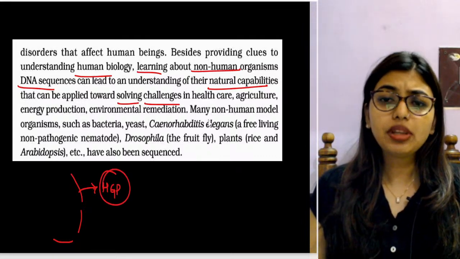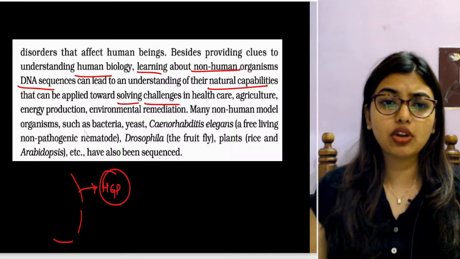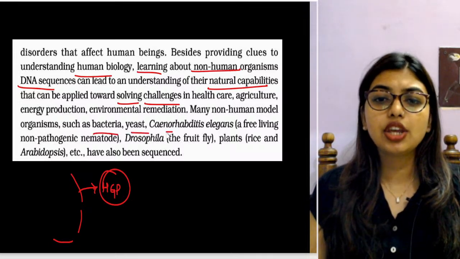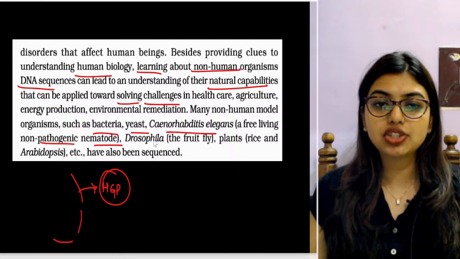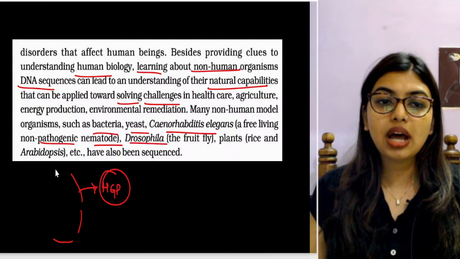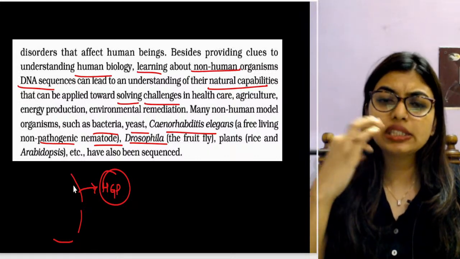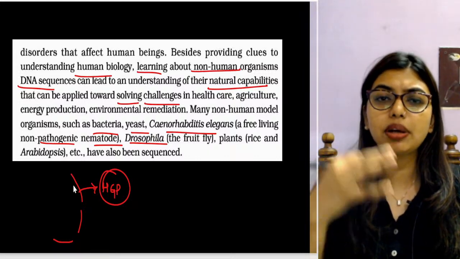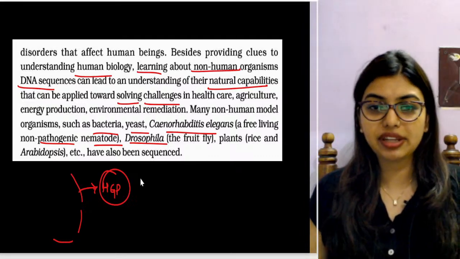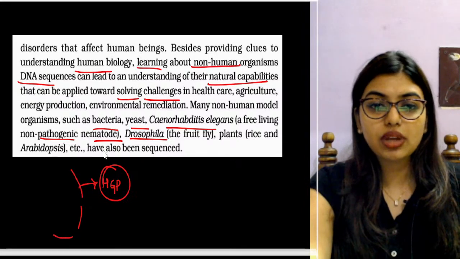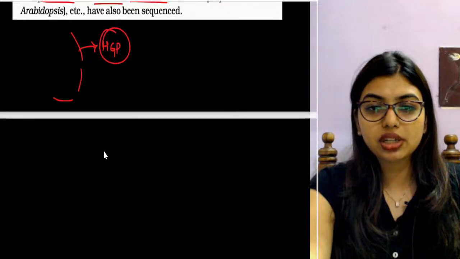So many non-human model organisms such as bacteria, yeast, C. elegans, that is a free-living non-pathogenic nematode, Drosophila, plants, etc. Okay, so all these came from a place where people were able to identify. Got it? So HGP was not a baby project that you can think of. It is a very, very mega project.